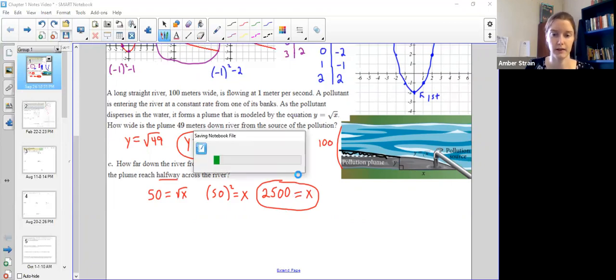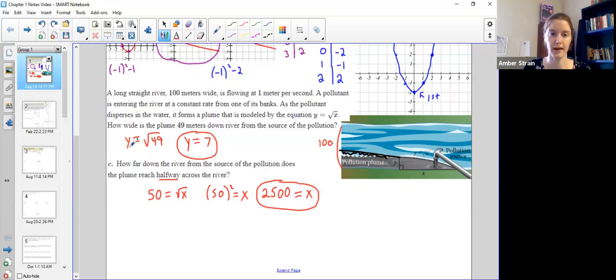So it should all make sense. It should all go together. Just kind of double check that pattern as you go.